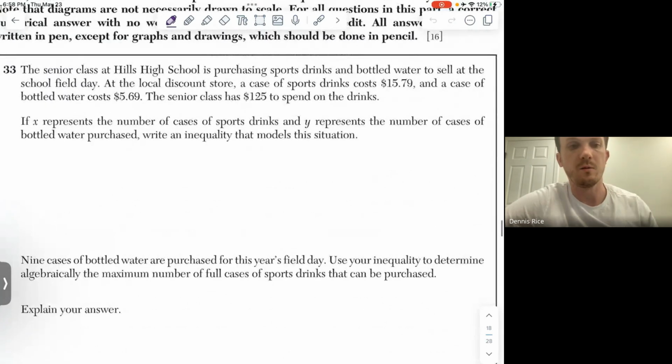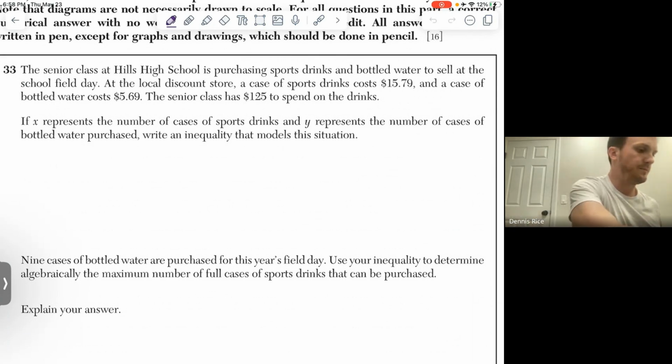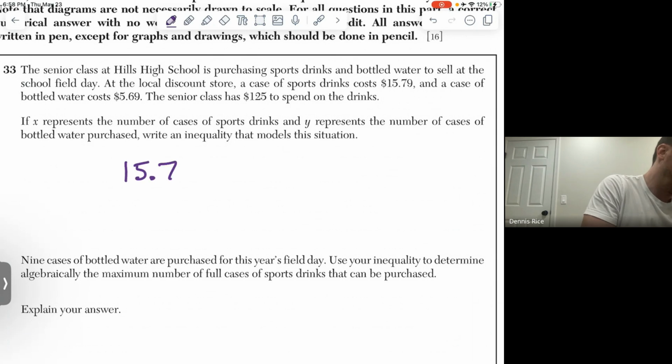We have an inequality word problem. We have bottled water and sports drinks. Sports drinks cost $15.79. Bottled water is $5.69. They have $125 to spend on drinks. We're gonna write an inequality, and then use. Okay, this one's not bad. So they tell you which variables to use: x for sports drinks, and y for water. Always make sure you're putting the right letter with the right coefficient.